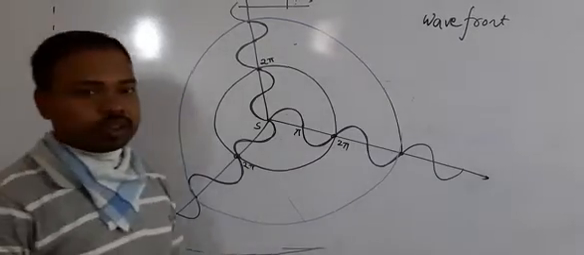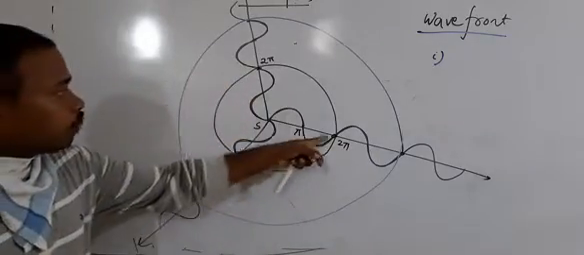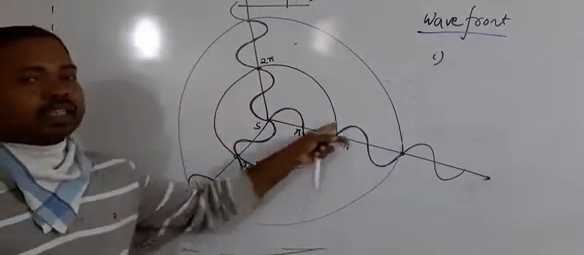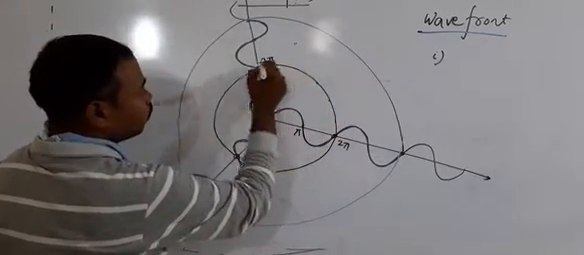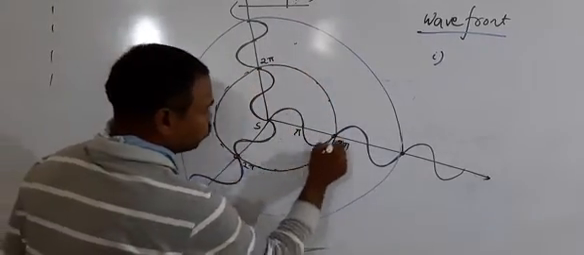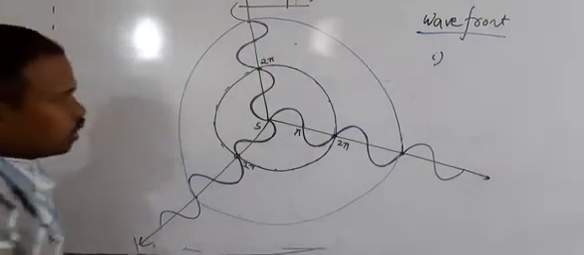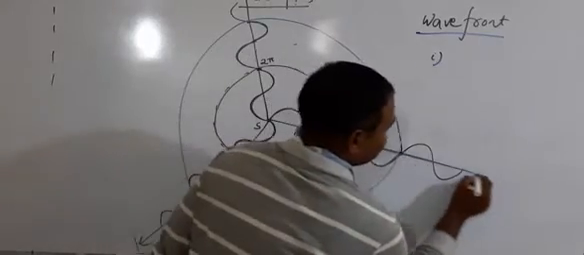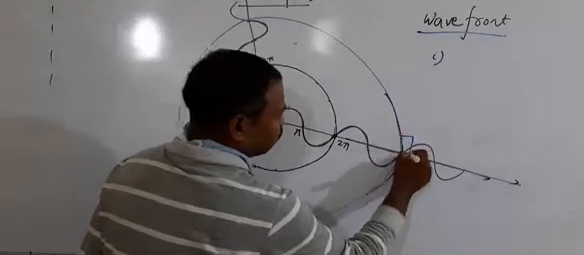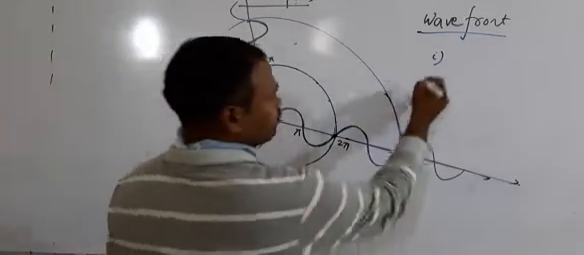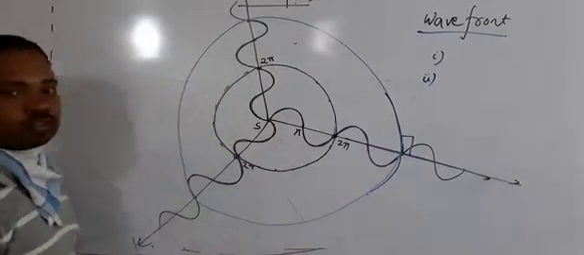Now, let us study the properties of a wavefront. First property, remember: in a particular wavefront, all particles have the same phase. That means all the points on a particular wavefront have the same phase. Second point: this is the direction of propagation of light and this is the wavefront surface. What is the angle between them? 90 degrees. The direction of propagation of light is perpendicular to the wavefront.